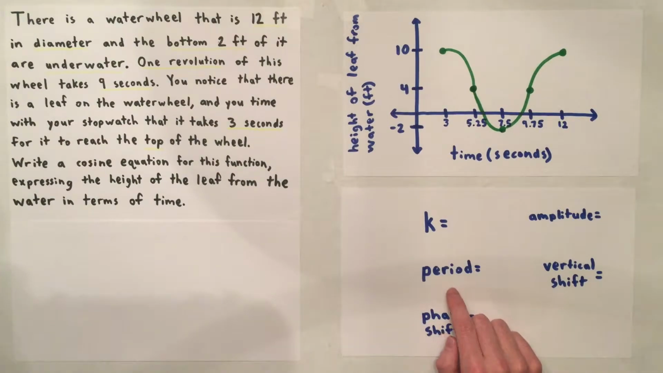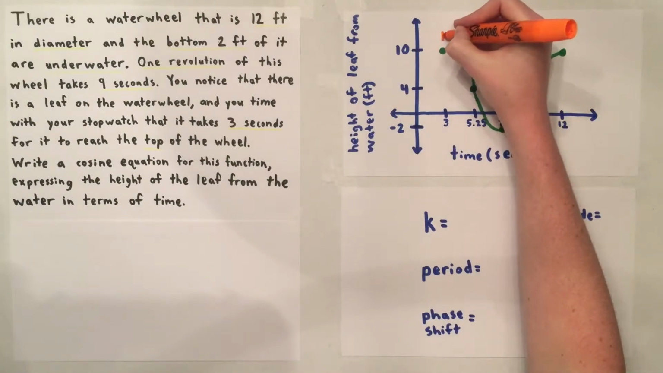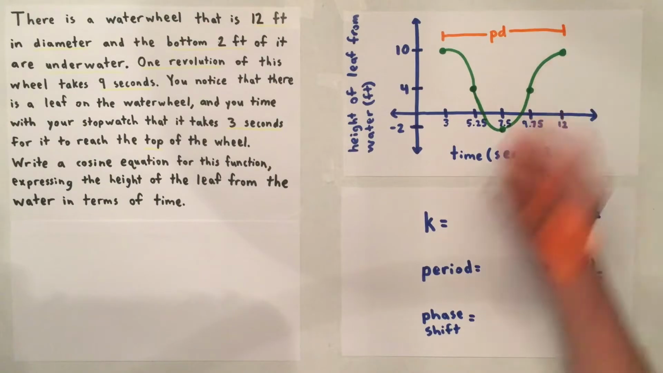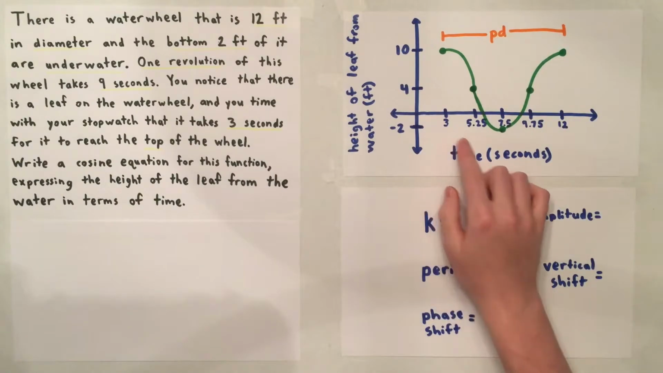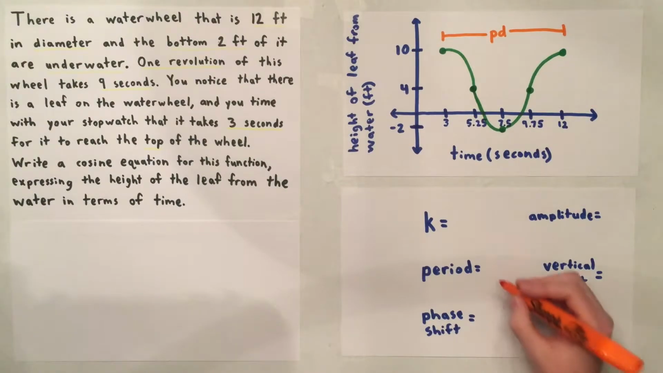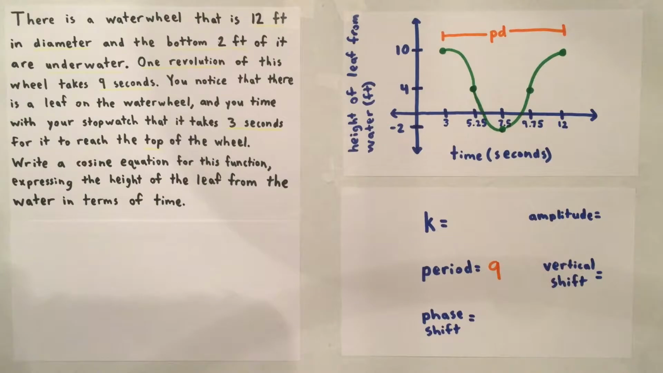First, let's find the period. The period is the distance it takes to complete one full cycle of the function. If we were to graph more than one period, we would see the graph repeat itself. So, if I look at one cycle of this function, I see that the period is from 3 to 12. So if we subtract 12 minus 3, we find that the period is equal to 9.